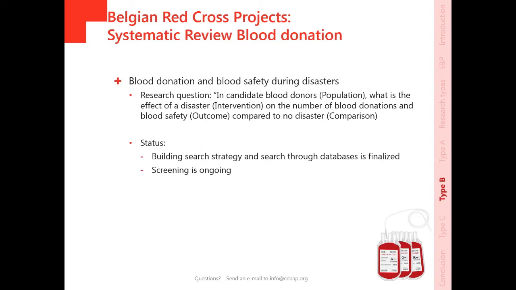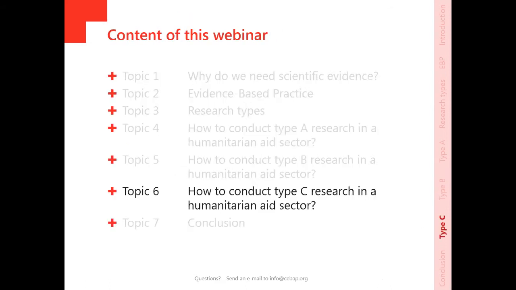Should it be the case that new donors have a higher contamination risk, then we could decide in time of disaster to decline all new donors and to only rely on existing donors. But as I mentioned, at this point in time, the search has been finalized and we have only just started the screening phase. Okay, this brings me to the last part of my presentation, how to conduct type C research in a humanitarian aid sector.